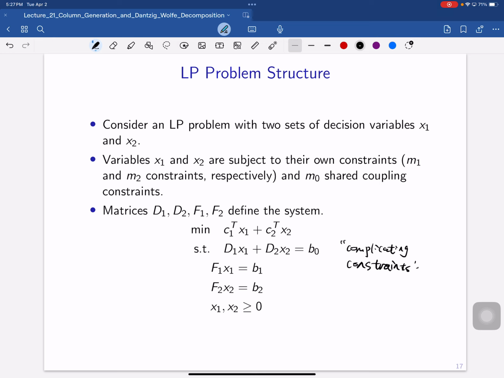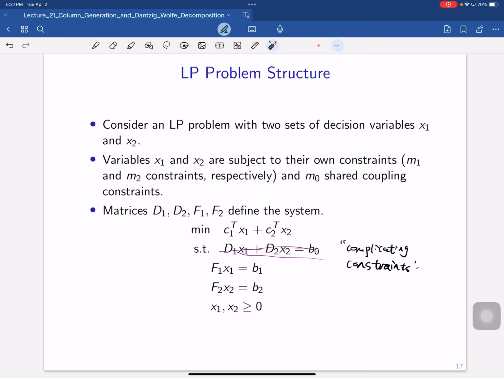Right? So as you can imagine, if you get rid of these constraints, then the rest of the problem is decomposable. You can solve two LPs separately because this set of constraints only involves the x1 variables, and this set of constraints only involves the x2 variables. So that's why it's called a complicating constraint.